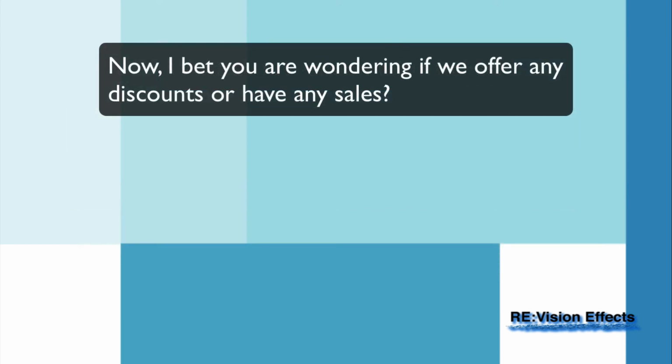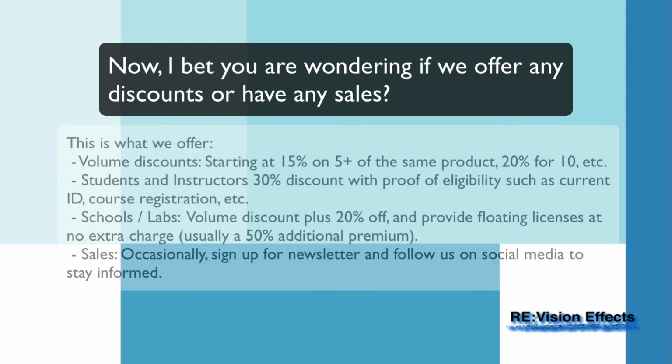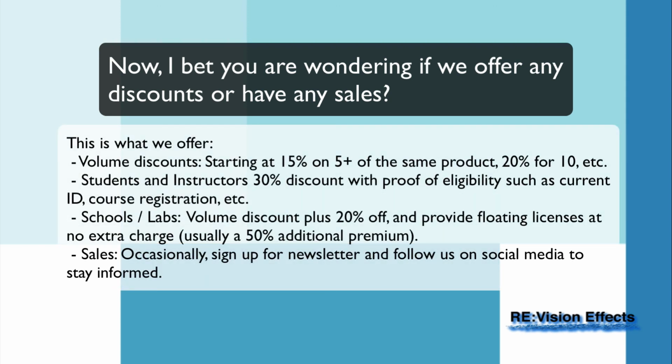Now, I bet you're wondering if we offer any discounts or have any sales. This is what we offer. Volume discounts starting at 15% on 5 or more of the same product, 20% for 10, etc. Students and instructors, 30% discount with proof of eligibility, such as a current ID, course registration, etc. School labs, volume discount plus 20% off, and we provide floating licenses at no extra charge, usually a 50% additional premium. Sales, occasionally. Sign up for the newsletter and follow us on social media to stay informed.